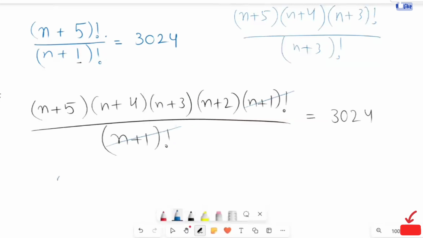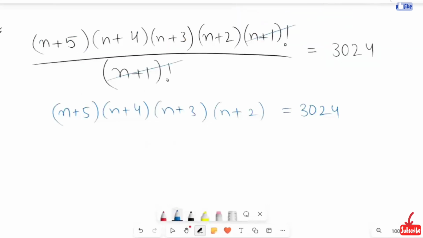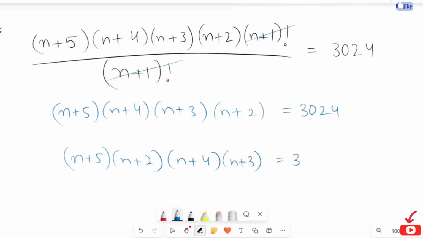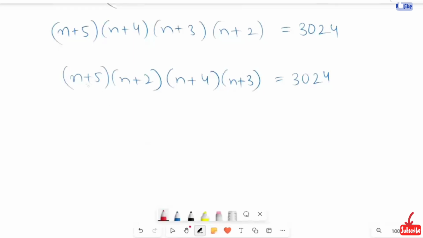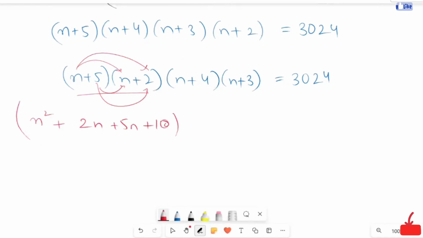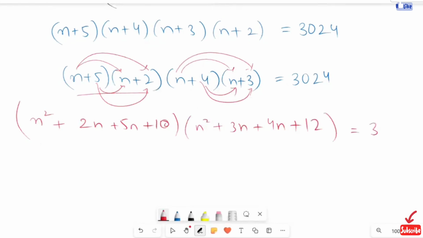So the remaining expression we get is (n+5)(n+4)(n+3)(n+2) = 3024. Next, I will rearrange it: (n+5)(n+2) and (n+4)(n+3) = 3024. Now we multiply both the brackets. This turns to n squared, then 2n plus 5n plus 10. And comparing this with this, this with this, and this with this, it turns to n squared plus 3n plus 4n plus 12 equals 3024.